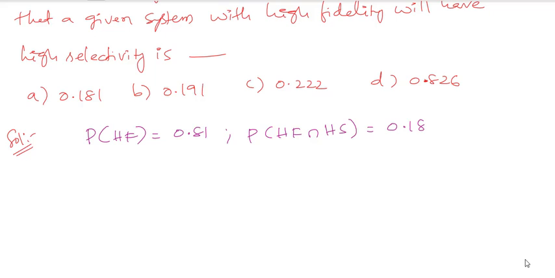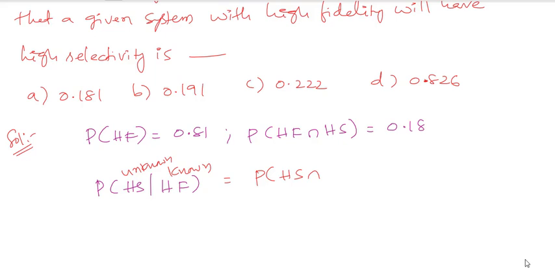Am I right or not? You know high fidelity, but you don't know high selectivity. So the unknown term in terms of your known terms: they are asking the probability of high selectivity given high fidelity. High fidelity is the known event, and selectivity is the unknown event. So unknown event in terms of known events, that is called conditional probability. So apply conditional probability.